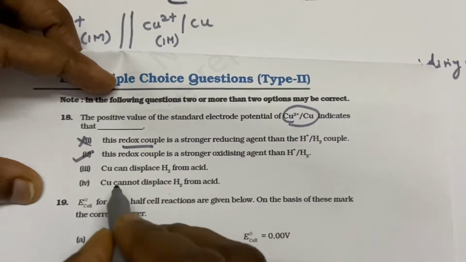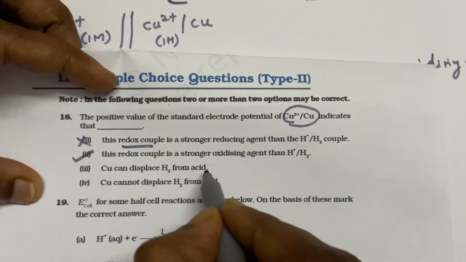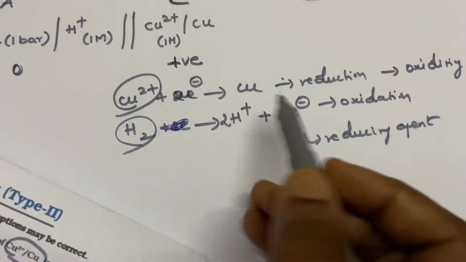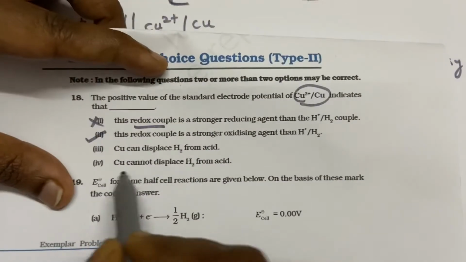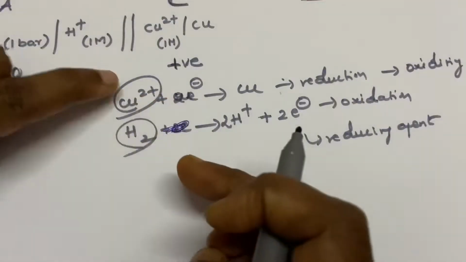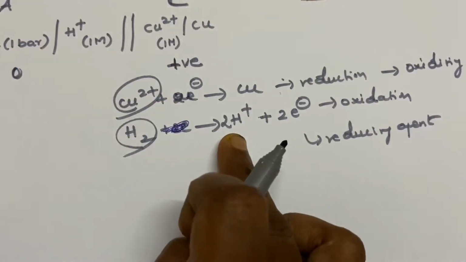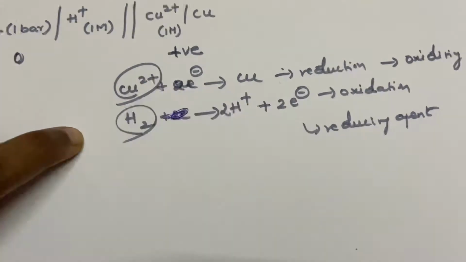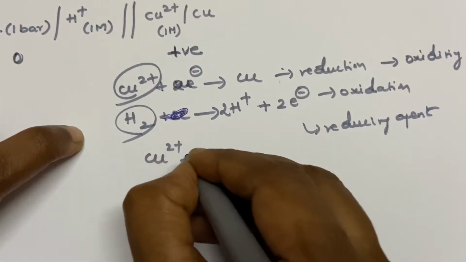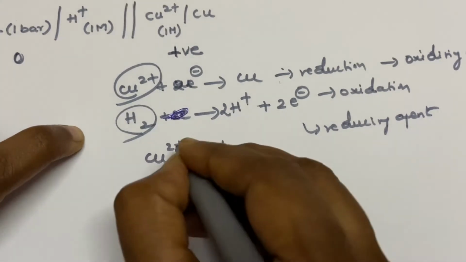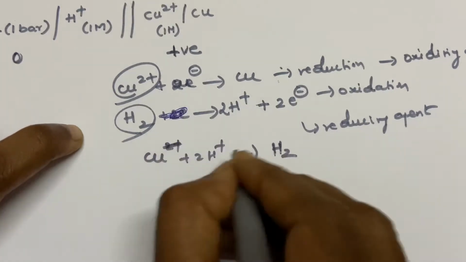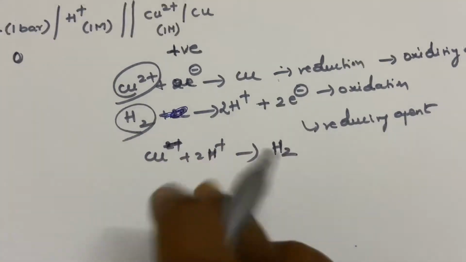Yes, it is true. Copper can displace hydrogen from acid? Can it displace hydrogen from acid? No. The reverse reaction cannot take place here. Copper cannot displace hydrogen from acid. What they mean is, if copper reacts with H+, no reaction takes place. It cannot displace hydrogen from the acid. This cannot happen. That's what they mean.